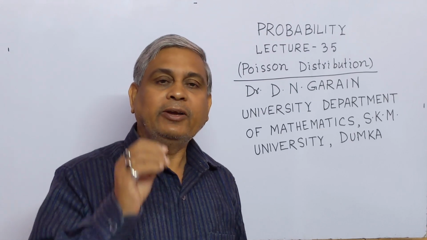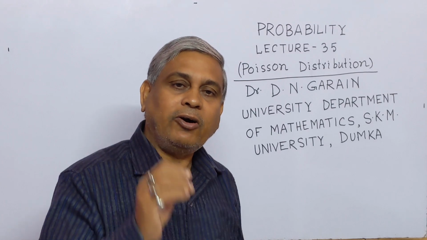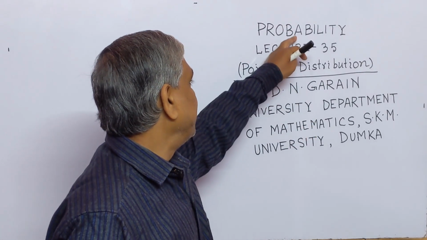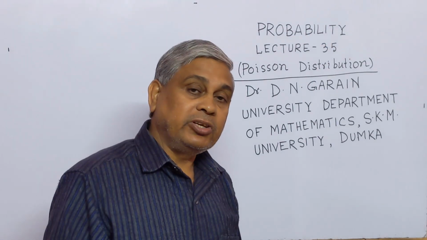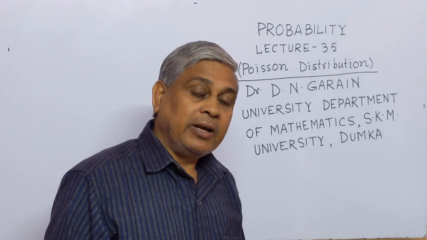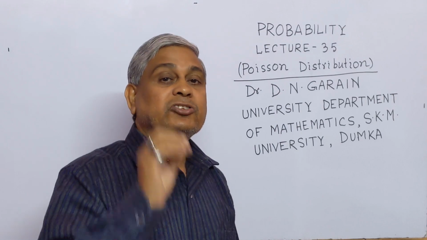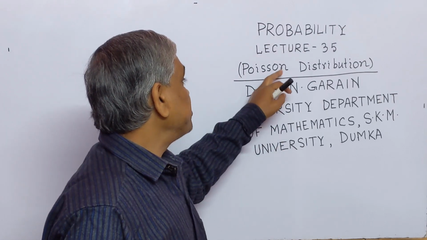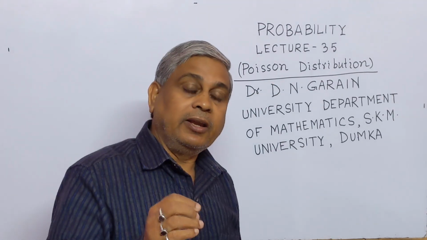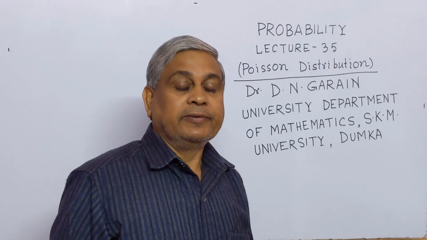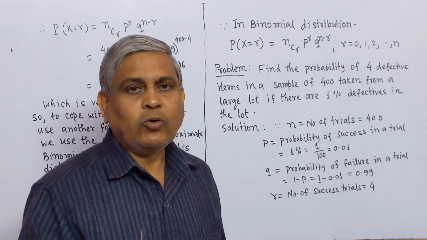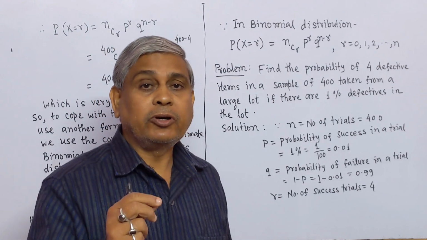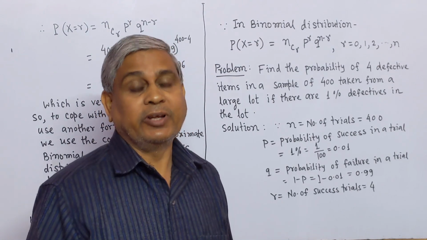Today, I will deliver lecture number 35 on probability, in which I will give the detailed concept of Poisson distribution in probability theory. Now, we wish to see why we think about Poisson distribution.